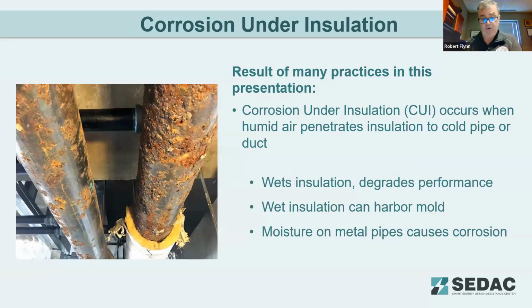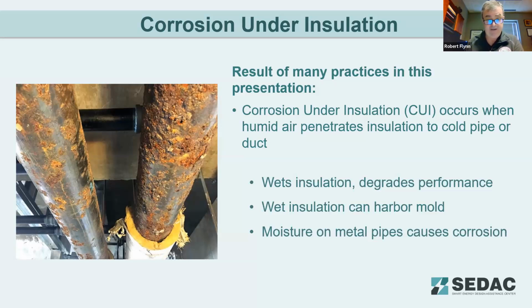And one of the most important things is that if you don't do the project correctly, you'll have corrosion under insulation, or CUI, as a result of many practices that you'll see in this presentation. Corrosion under insulation, CUI, occurs when humid air penetrates insulation to cold pipes or duct. Wet insulation degrades performance. Wet insulation can harbor mold, and moisture on metal pipes causes corrosion.